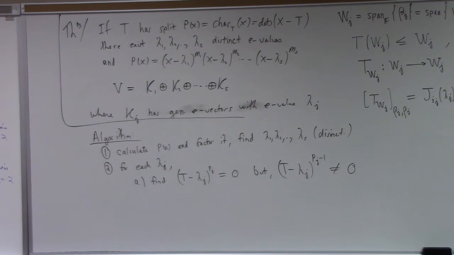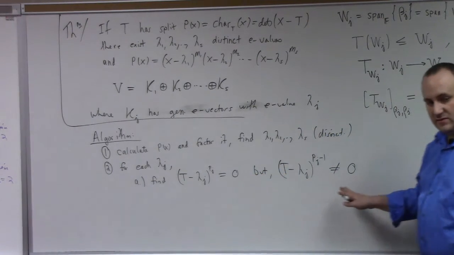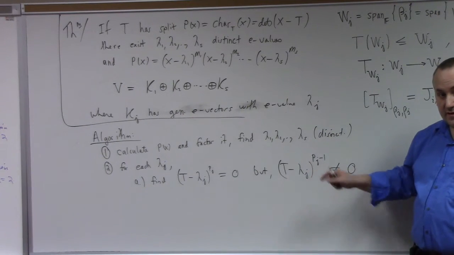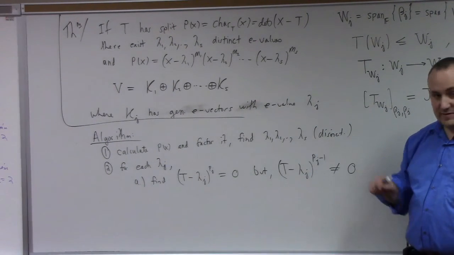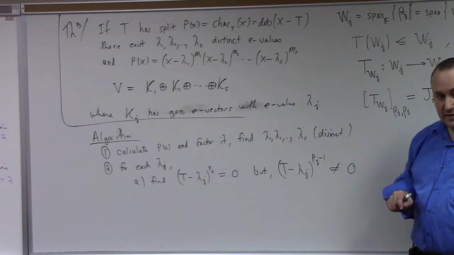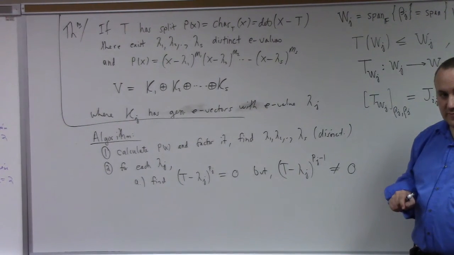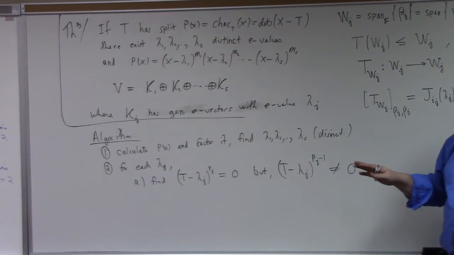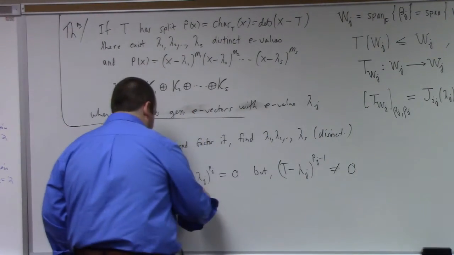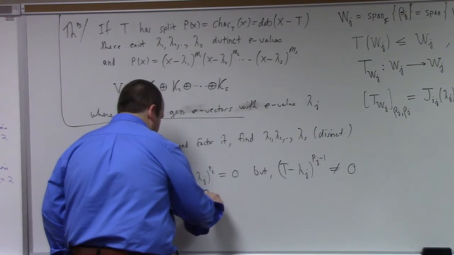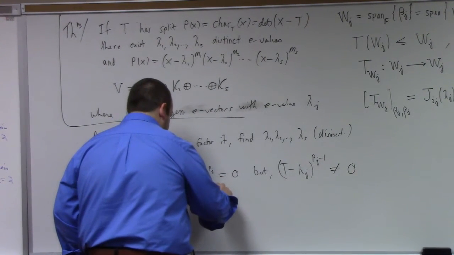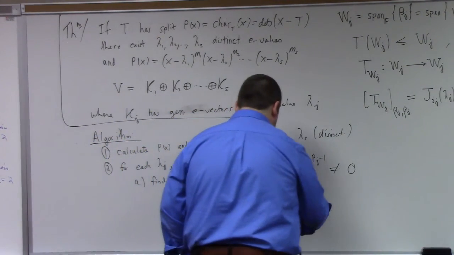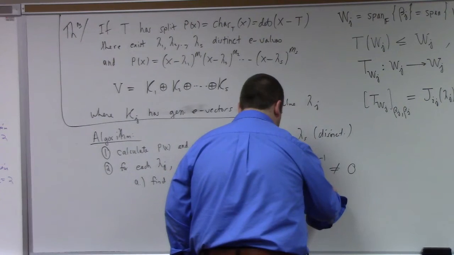But if these conditions are met, this means there exists a generalized eigenvector of order p sub j with eigenvalue lambda j. When I say that, I'm saying you can pick a vector x such that this is equal to 0, but this is not.